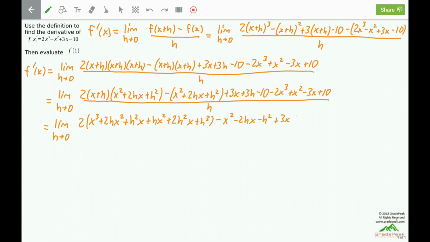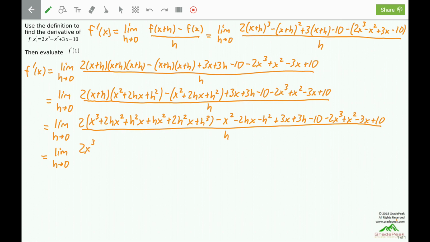I still have the plus 3x, the plus 3h, the minus 10, the minus 2x cubed, the positive x squared, the minus 3x, and the positive 10, and all of this is divided by h. The next step is to distribute the 2 into that entire expression. At that point, we should be able to start to cancel out and combine like terms.